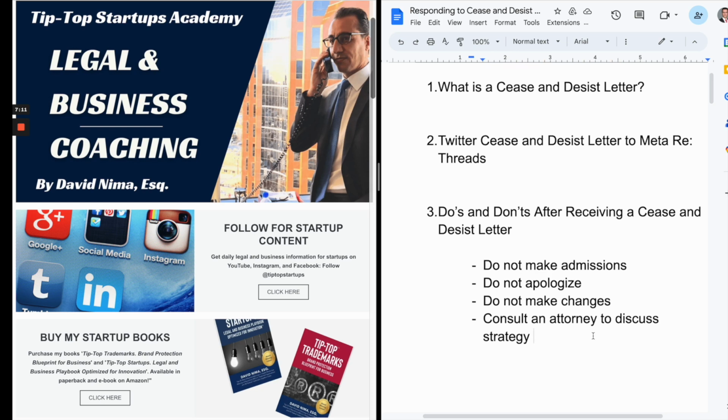Now, of course, if the conduct that you're engaged in is problematic and you might be subject to some significant fines and penalties if the infringement continues, you'd certainly want to consult with an attorney and plan to make changes sooner rather than later. Nevertheless, making changes can potentially be deemed an admission of wrongdoing, an admission of guilt, and therefore it's wise not to make changes until you've consulted with an attorney. And as you can see, the final point here is to consult with an experienced attorney that can advise you on the strategy of how to respond to this cease and desist letter.